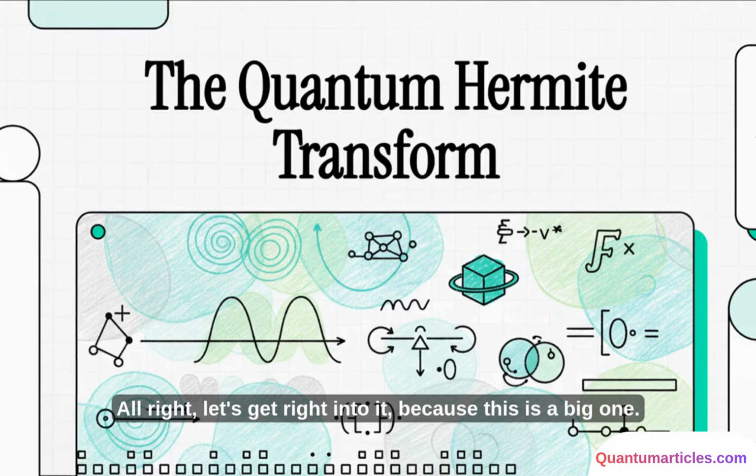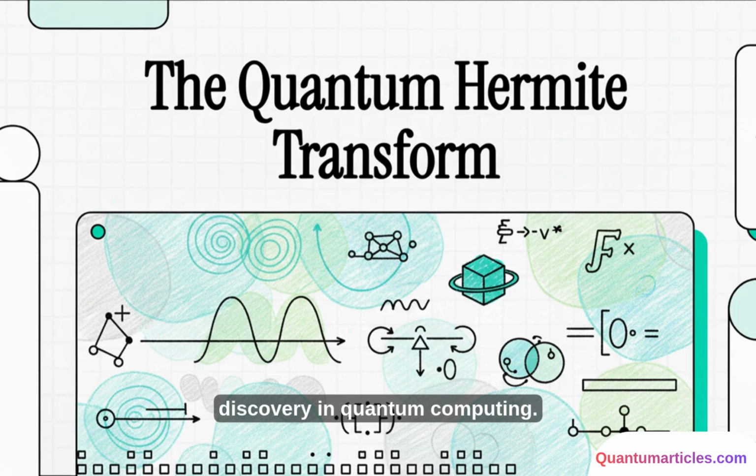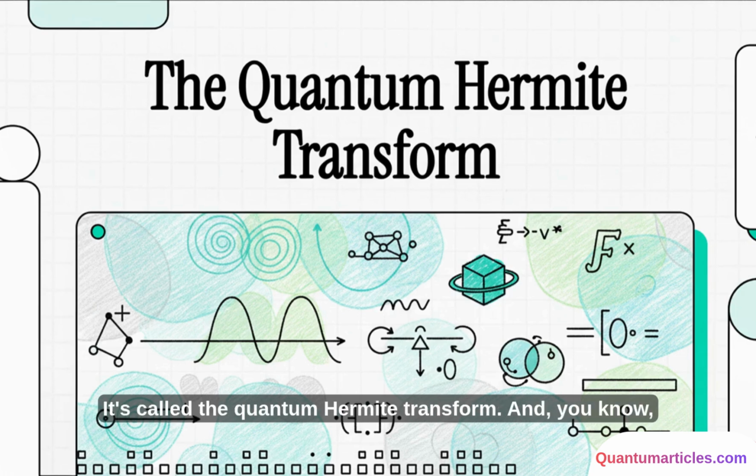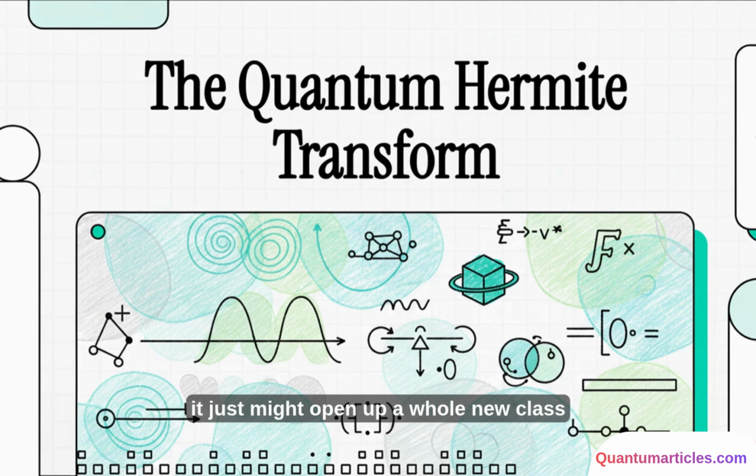All right, let's get right into it because this is a big one. We're talking about a really exciting discovery in quantum computing. Researchers have just added a brand new, powerful tool to the quantum algorithm playbook. It's called the Quantum Hermite Transform. And it just might open up a whole new class of problems for quantum computers to solve.